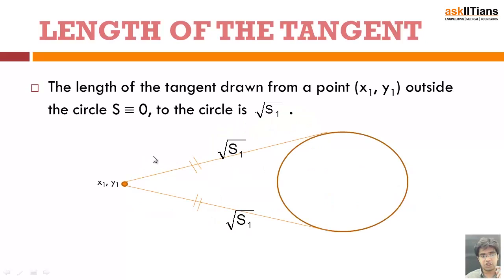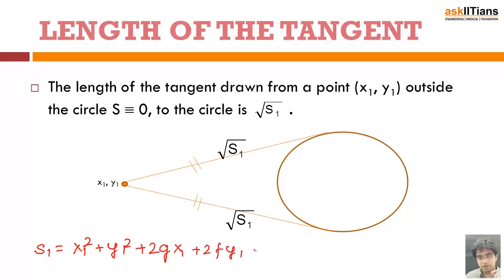Now what is the length of the tangent? If you draw tangents from this point outside, there are two tangents, and the lengths of these two tangents are equal and given by root S1. Again, we know that S1 is x1 squared plus y1 squared plus 2gx1 plus 2fy1 plus c, where S equals 0, or x squared plus y squared plus 2gx plus 2fy plus c equals 0, is the equation of this circle.